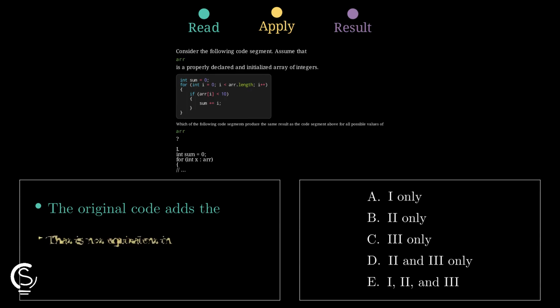Segment 3 tracks index j correctly while checking array values. Since both 2 and 3 work, option D is our final winner.